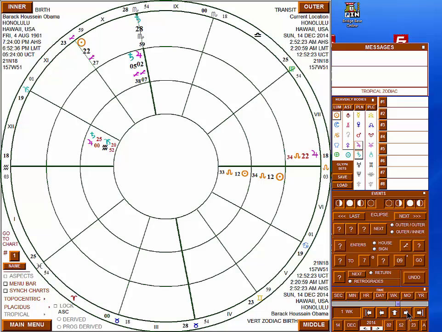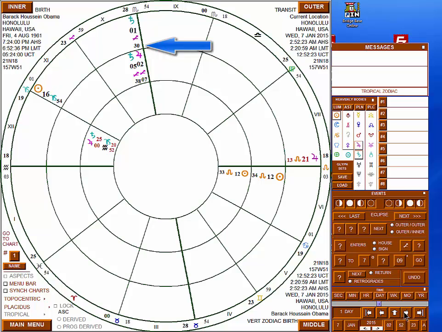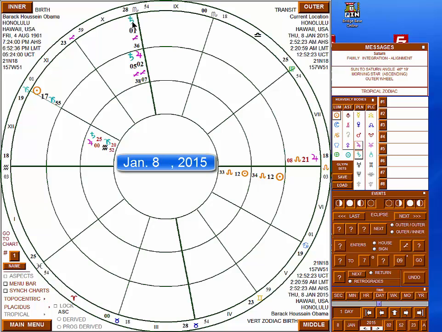One week at a time should do it. All right, go back to one day at a time. On January the 4th, Saturn is now within orb of the vertical zodiac Jupiter. Let's see when it is exact. Okay. January the 8th, transiting Saturn is conjuncting vertical zodiac Jupiter.